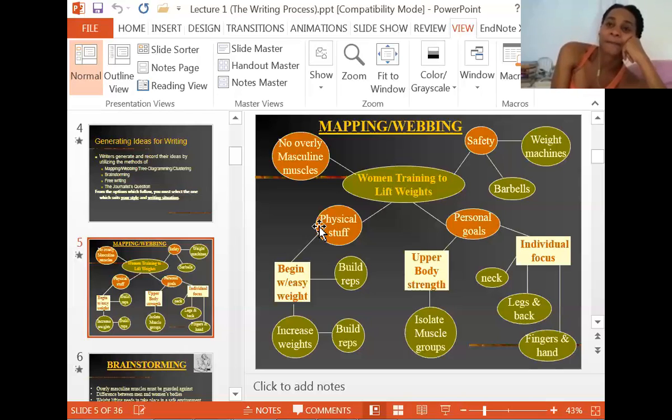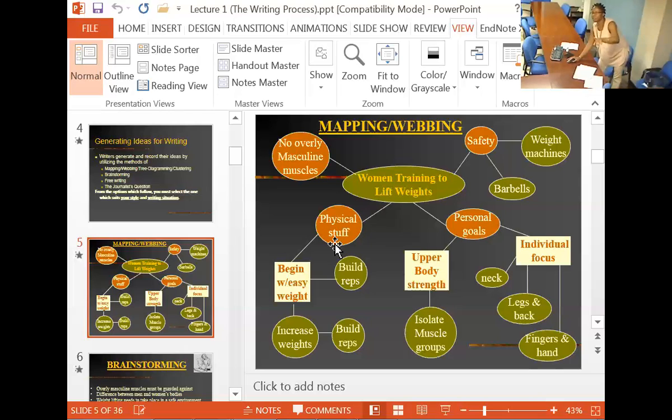Alright, so where we have physical stuff, we could put destruction of agricultural lands, and then that of course is going to have an effect on the farmer. It's going to have an effect on food supply. So particular crops are going to be here for a period of time. And so all of those ideas would end up right here. So you're visualizing this with me, right? Because I'm too lazy to go in and type it in.